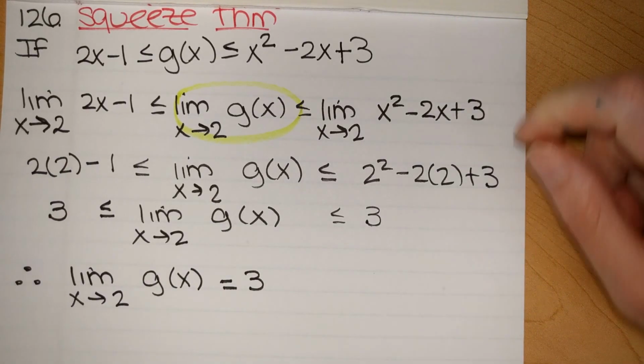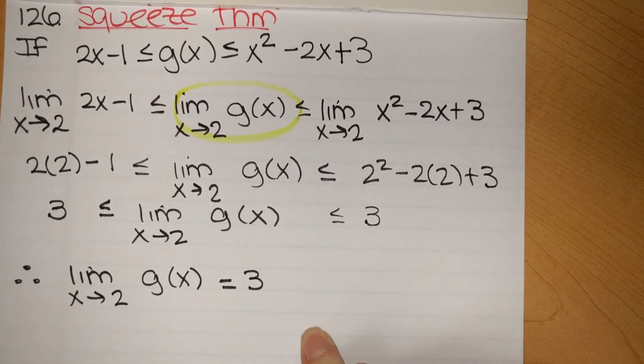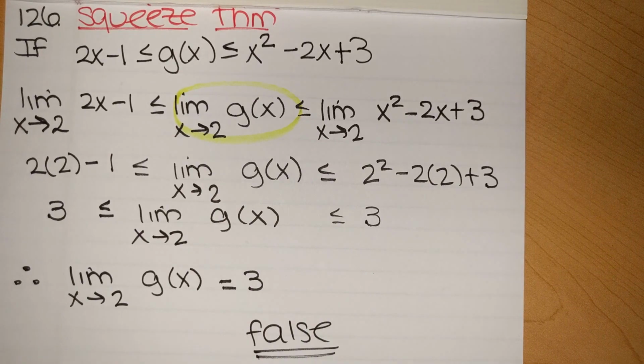Okay, so we have taken the inequality that they have given us, and we have shown that the limit is actually equal to 3 rather than 0. So this would be a false statement. The limit is not equal to 0. The limit is equal to 3.